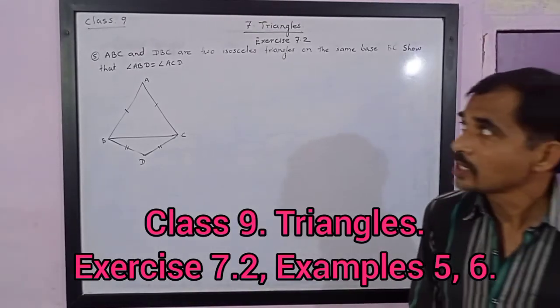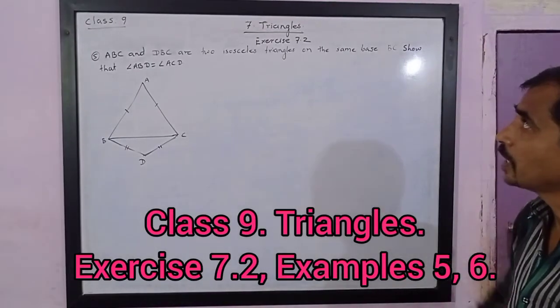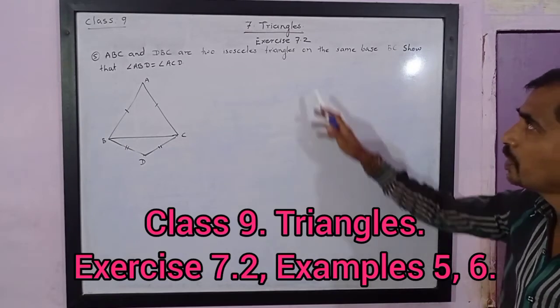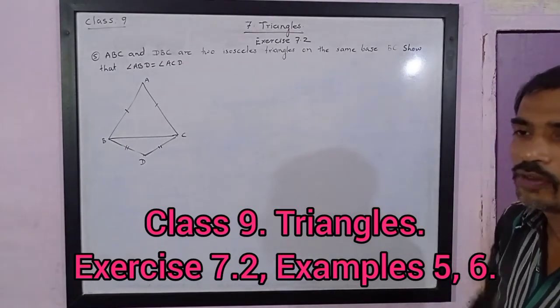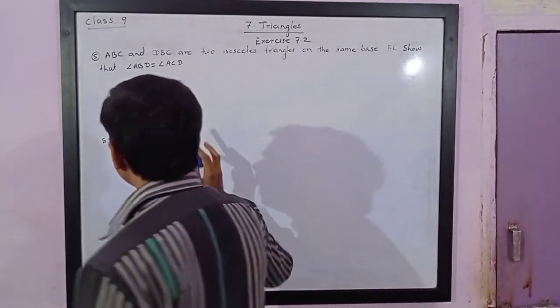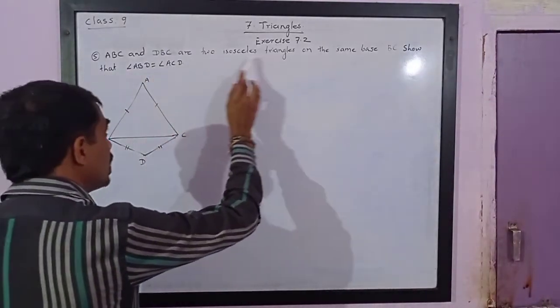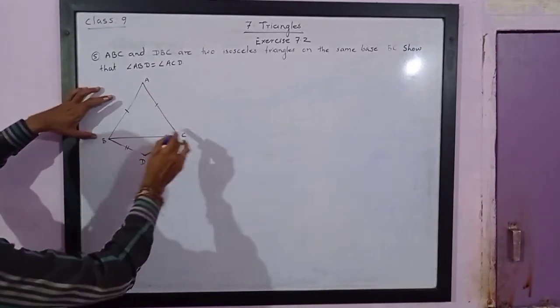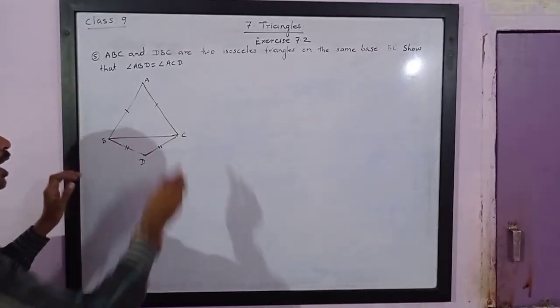Dear friends, in class 9, we are studying 7th chapter triangles, and in 7th chapter we have exercise 7.2. We are solving fifth question. Fifth question is like this: ABC and DBC are two isosceles triangles. We are given ABC and DBC are two isosceles triangles.